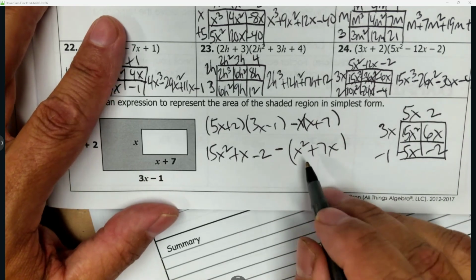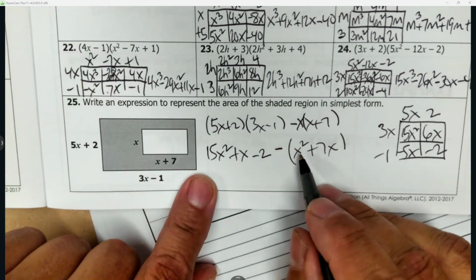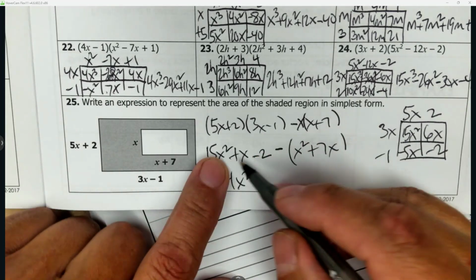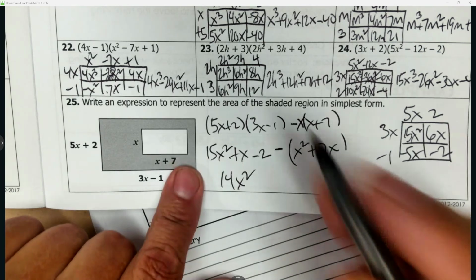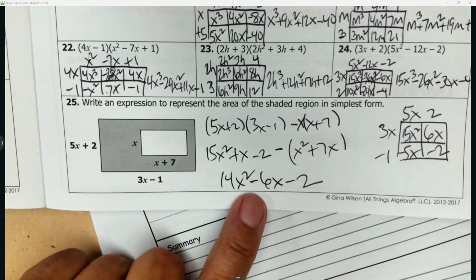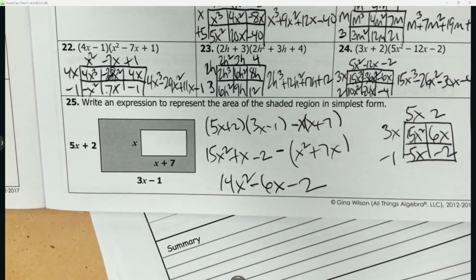Now make sure you're subtracting here. So 15x squared subtract 1x squared is 14. This is where you could make the mistake. 1 subtract 7 is minus 6, and we still have a negative 2. And that represents the area of the shaded part of that shape.